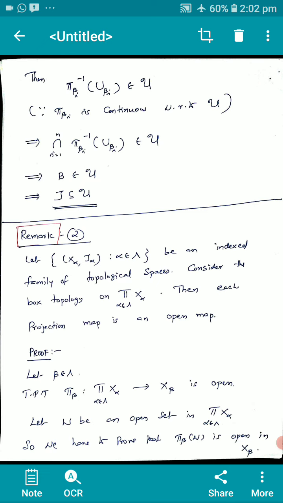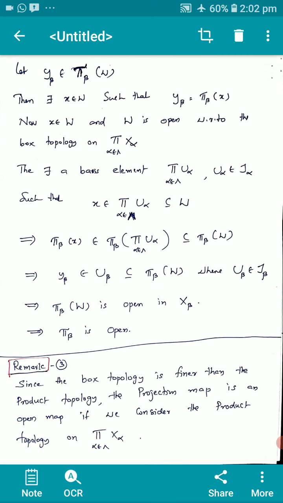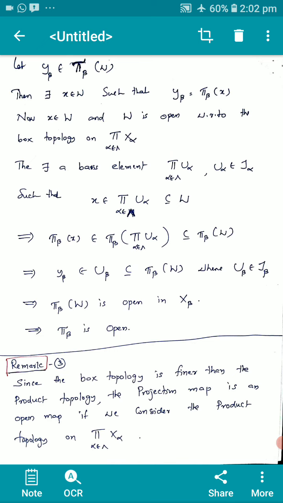for that we are taking an open set. Let W be an open set in product X_alpha. So we have to prove that pi_beta of W is open in X_beta. For that we take an element: let y_beta be an element of pi_beta of W. Then there exists a small x in W such that y_beta equals pi_beta of x, that is, under pi_beta the image of x is y_beta.